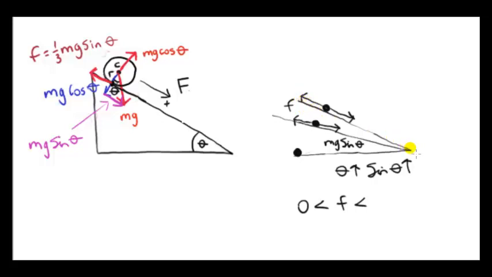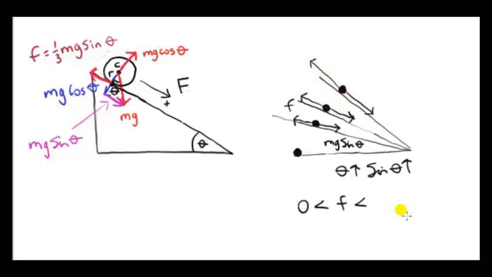But there's going to come a point, as we know from the section on friction, where we keep on increasing mg sine theta by increasing theta, so now we have an even greater mg sine theta, but the friction force can't keep up and reaches some maximum. Let's suppose the maximum is reached at this position.